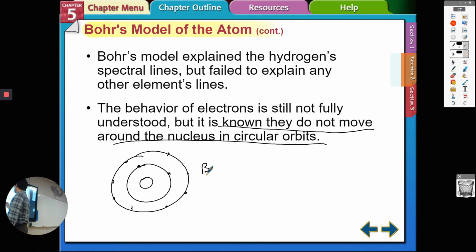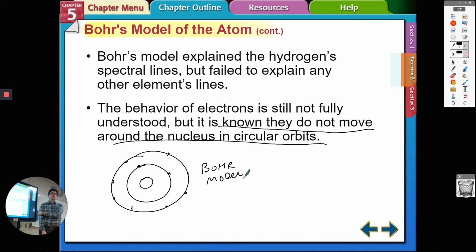Bohr model. In the Bohr model, the electrons orbit just like planets orbiting a star. And we've talked about this before, because I know I've heard you say it. How do the electrons move in real life?